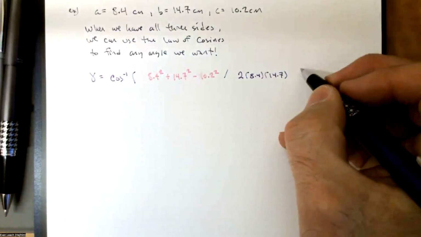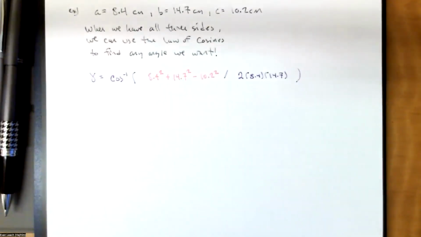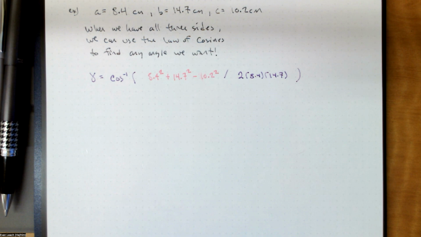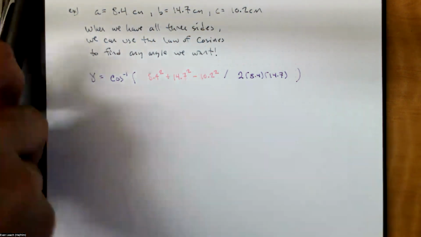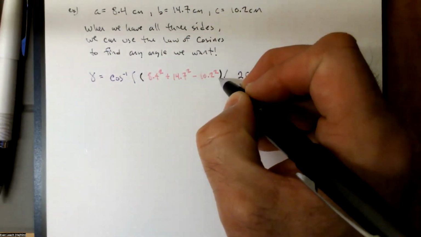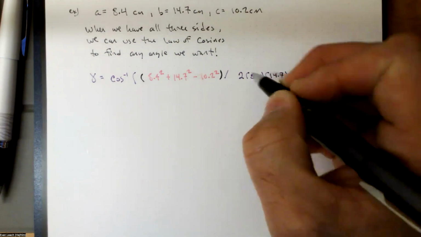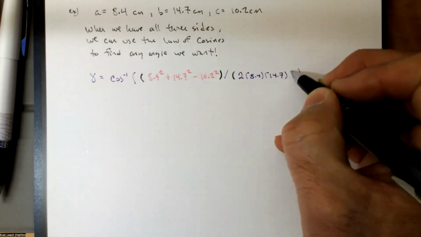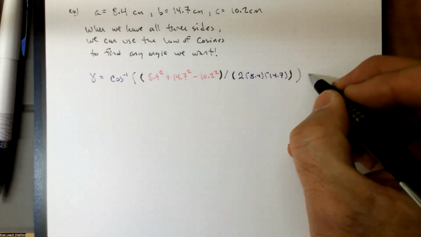Now notice I'm writing this super side to side because I want to write down what I'm going to type into my calculator. So I just wrote it side to side. Now in this case, I'm going to need parentheses around the numerator. And because the denominator has operations in it, I'm going to need parentheses around the numerator and the denominator.